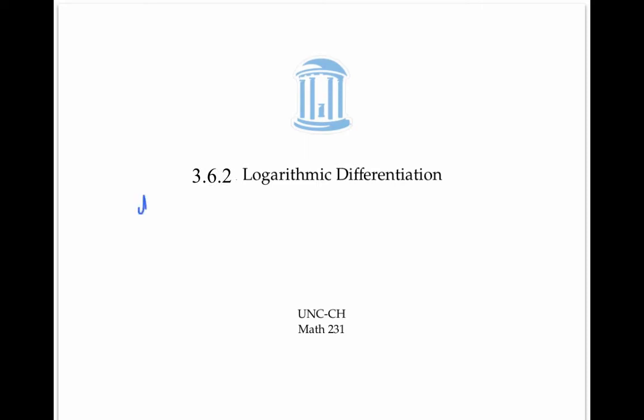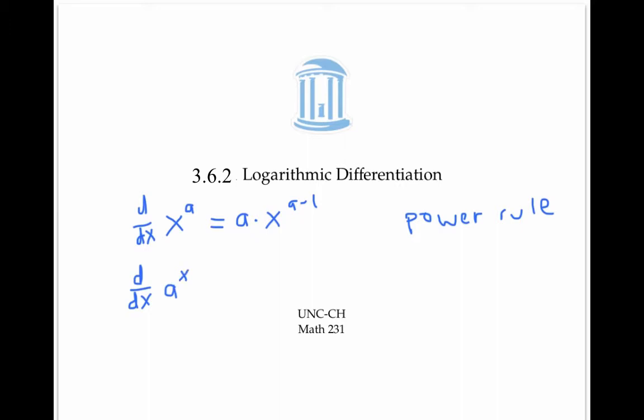We've seen previously that the derivative of x to a constant a is equal to a times x to the a minus 1. This is the power rule. We've also seen that the derivative of a positive number a raised to the x power is equal to ln a times a to the x.